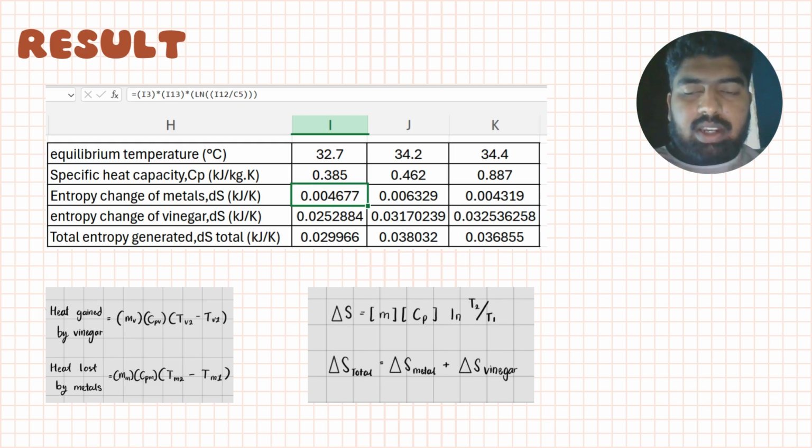Our S generation, or as we call it S total, is the total entropy change for metal added with the total entropy change of vinegar. So we should be calculating all three S total for the different metals, since we have three metals, so we will get the total entropy generated for three types of metals added with our total entropy change for vinegar.